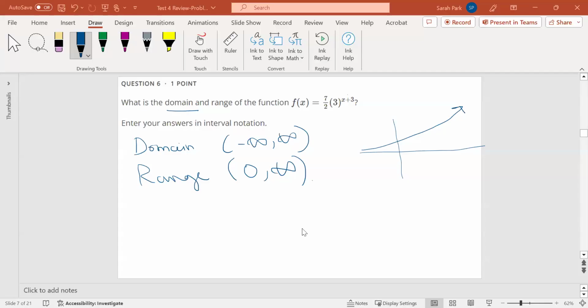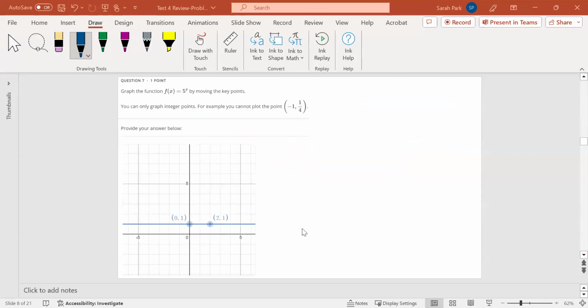Okay, number 7. Let's graph f of x equals 5 to the x by moving key points. It says you can only graph integer points. So for this, I would use an xy table. You only really need 2 points. So we could try 0 and 1, and we can do that by plugging in 0. 5 to the 0 power is 1. So my first point, 0, 1, is already there, so I don't need to move that point.